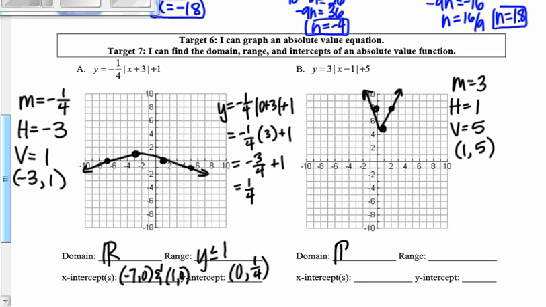Domain should be all real numbers, goes forever to the left, forever to the right. This one opens upwards, so we're going to say y is greater than or equal to the y value of the vertex, which is 5. X-intercepts: it's never going to cross the x-axis, so I'm going to write none. And for the y-intercept, make sure you're paying attention to your point. My line there was kind of wonky. It would actually cross at 0, 8, even though I have it drawn a little bit off of that point.